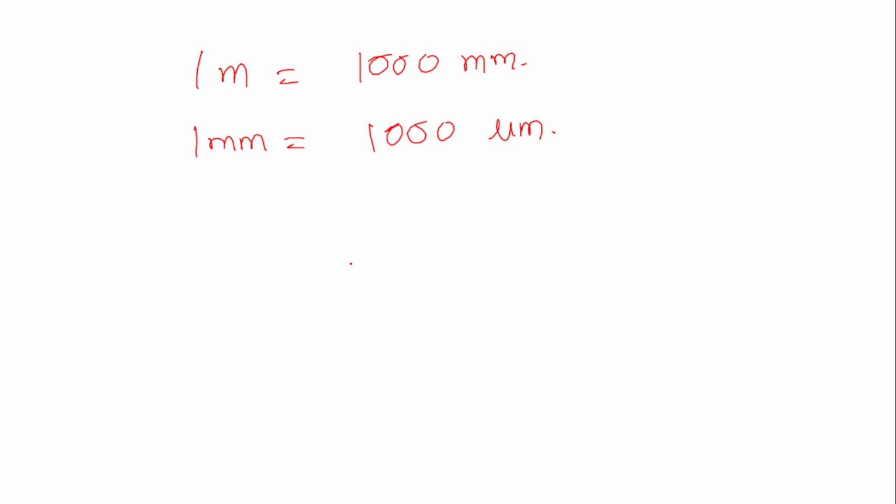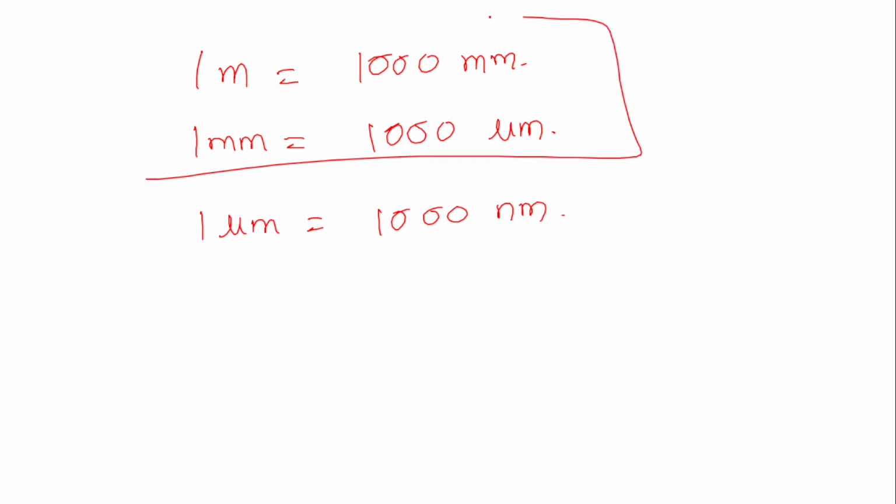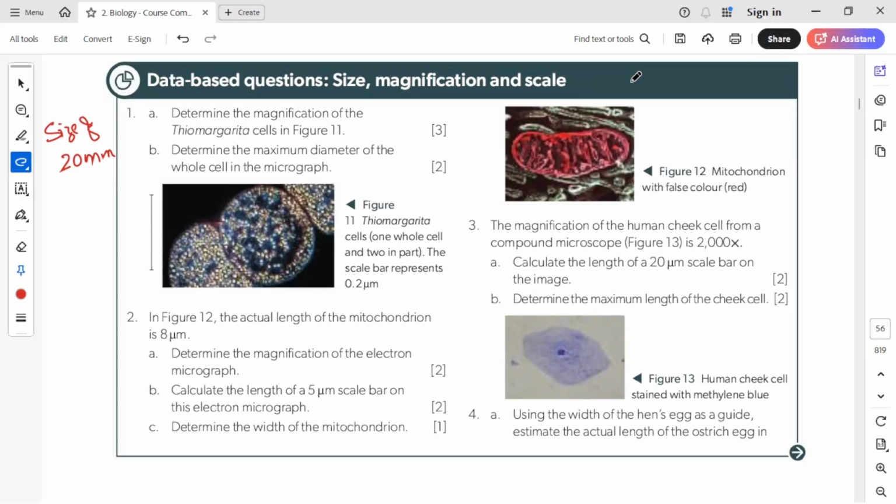And nanometers also you get sometimes, but it will not be used here probably. But 1 micrometer is equal to 1000 nanometers. So remember that also. All right, so these are certain values, these are more important for you, so do remember these. Okay, so let's come to the next question.